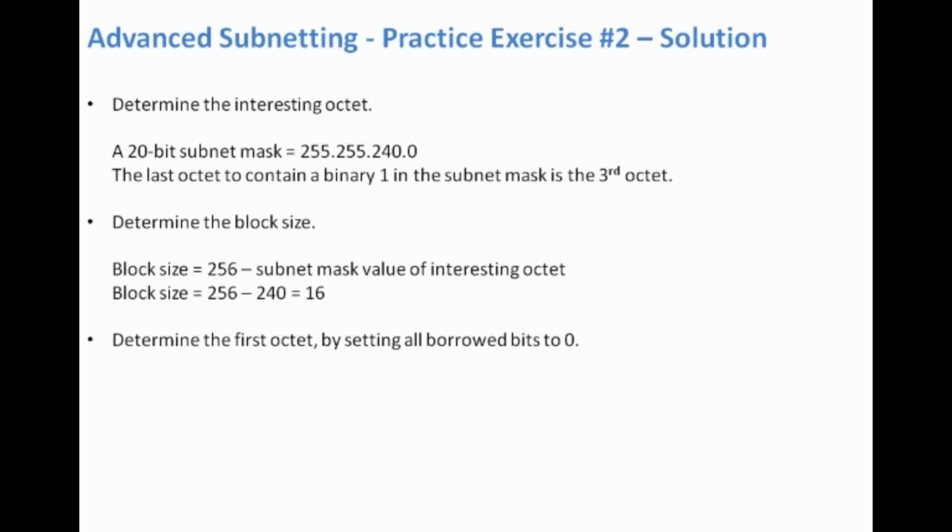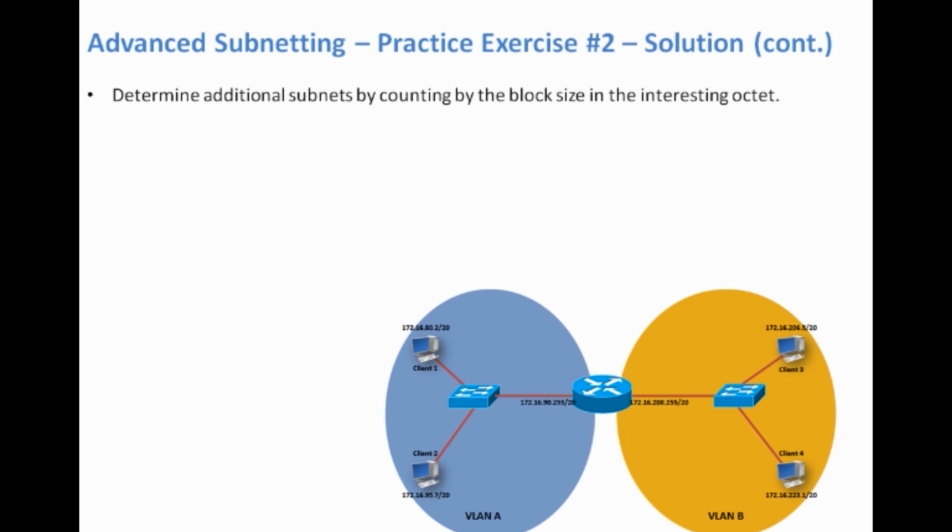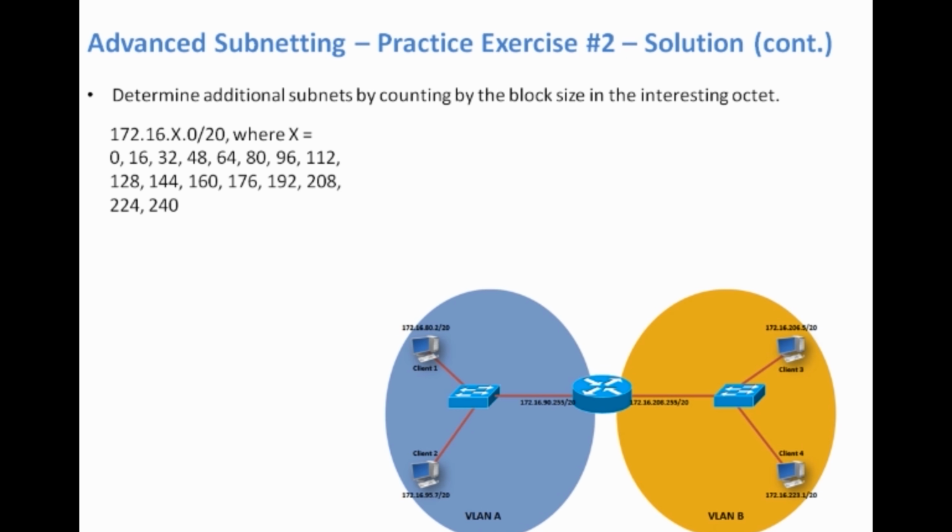If we set all of the borrowed bits to 0, we had 4 borrowed bits, setting all those to 0 gives us what the classful network looks like, 172.16.0.0, except this time we have a /20 subnet mask. Now we can start counting by 16, our block size, to see what all of those subnets are. We're going to count by 16 starting at 0. So we'll say that we have networks of 172.16.0.0/20, and then as you see on screen 16, 32, 48, and on and on.